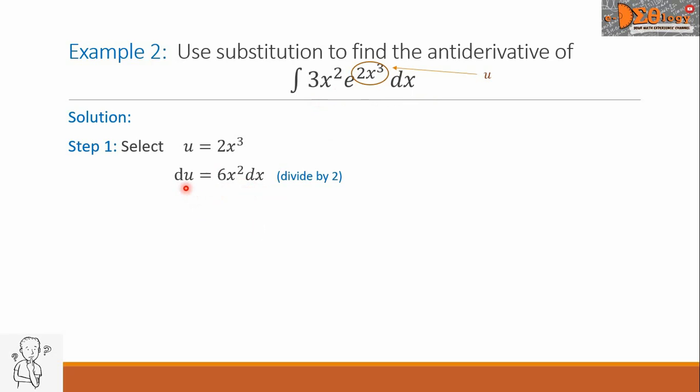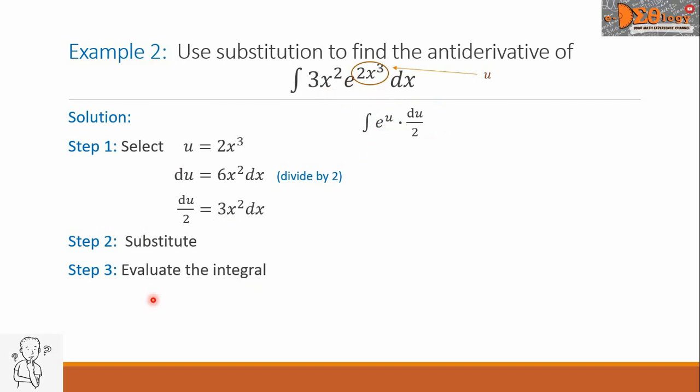So the left side now of the equation becomes du over 2 equals 3x squared dx. Now step 2, let us substitute the values of step 1 to our integral. So we have now the integral of this e, then raised to the u now, times this 3x squared dx is replaced by du over 2.